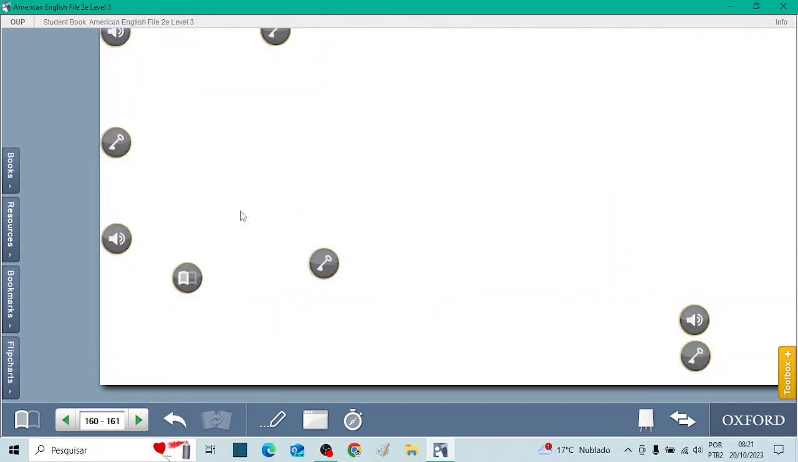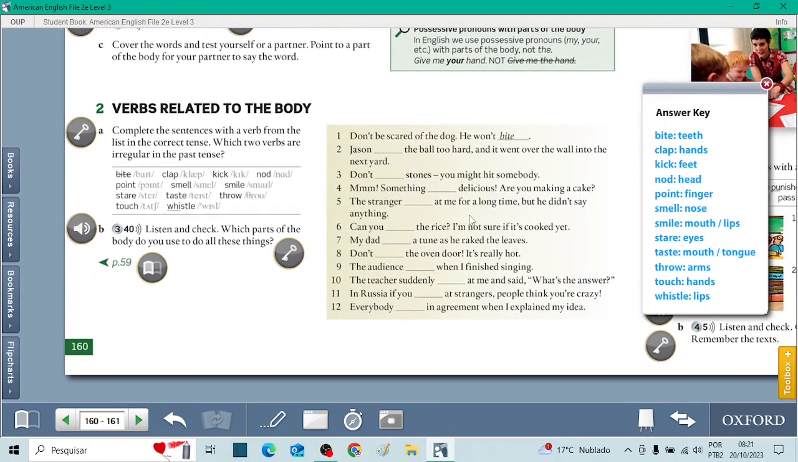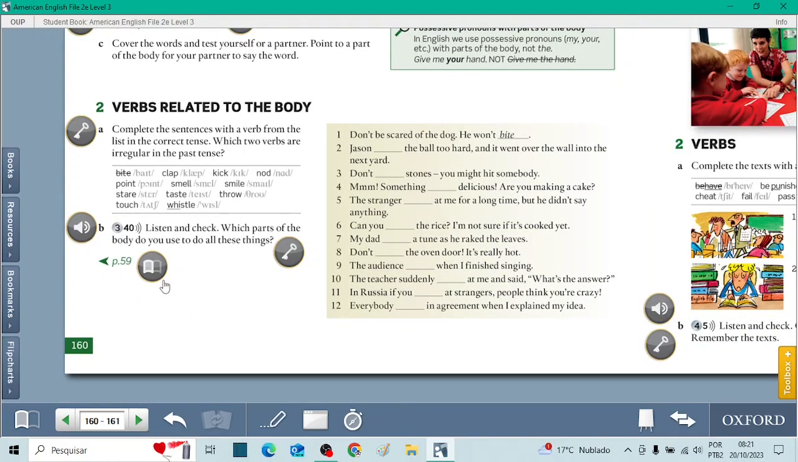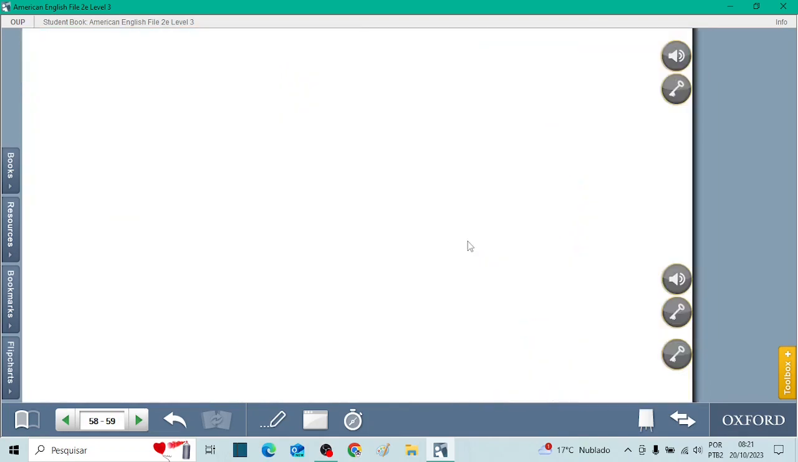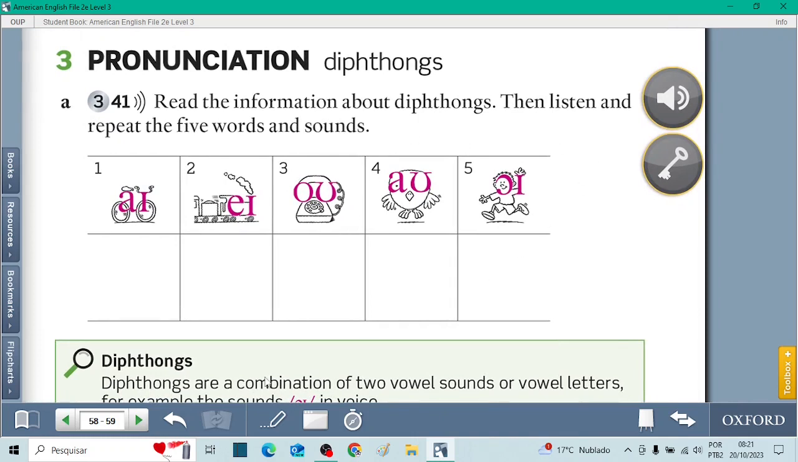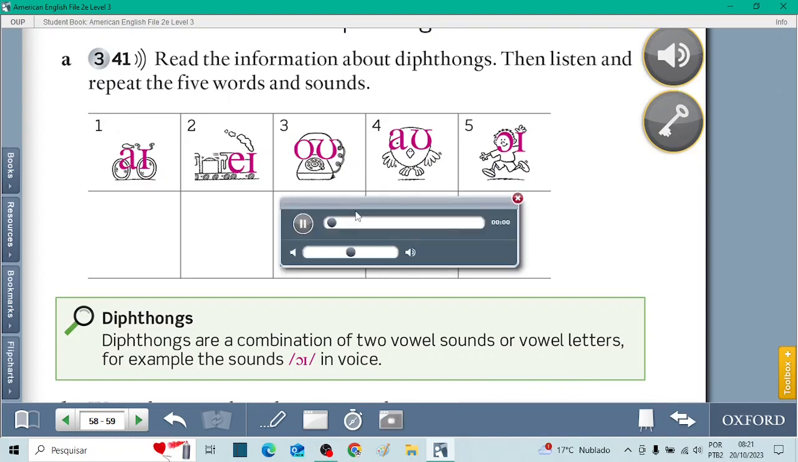Okay, great. So this is the order you should have written here. Great. Fantastic. So now go back to page 59. Now we are going to work on pronunciation of diphthongs. Remember, diphthongs are a combination of two vowel sounds or vowel letters. For example, the sounds oi in voice. Okay, so now let's listen and repeat the 5 words and sounds.